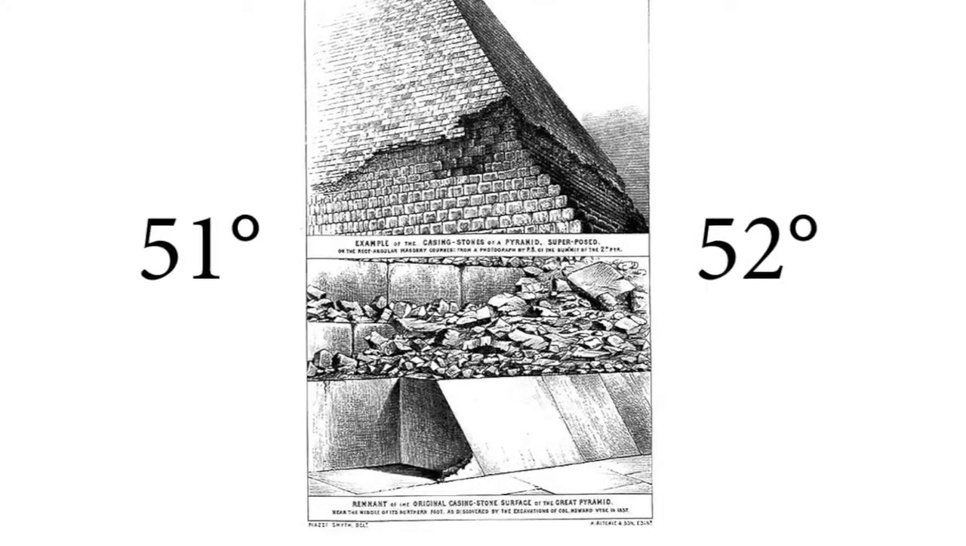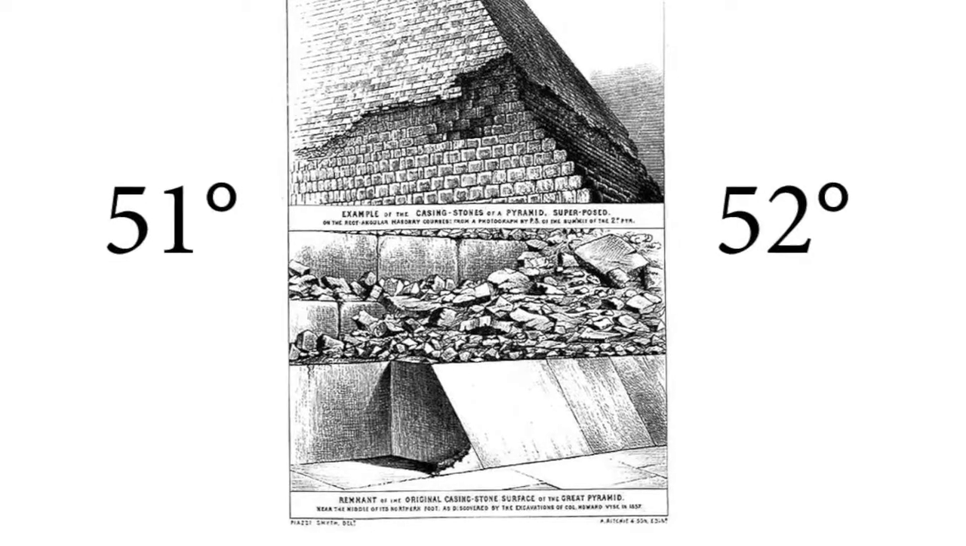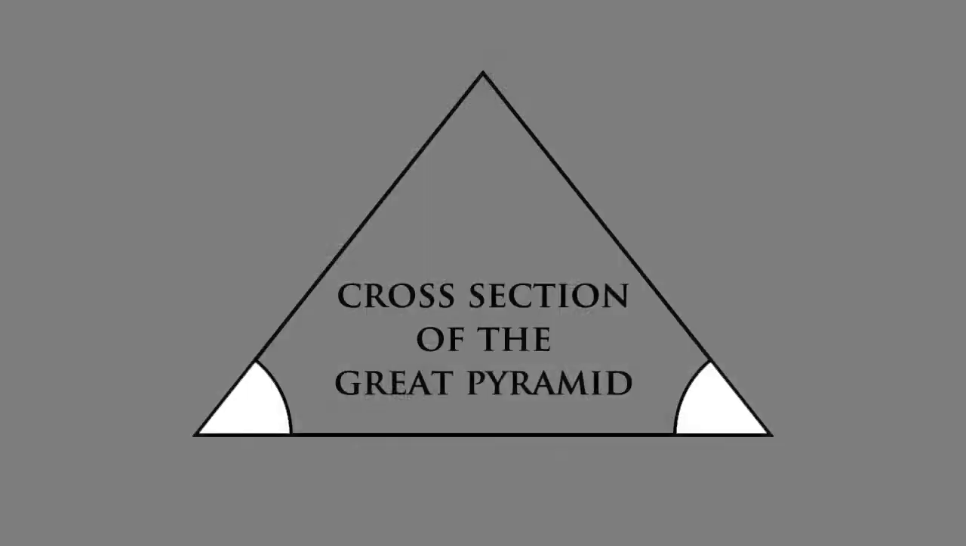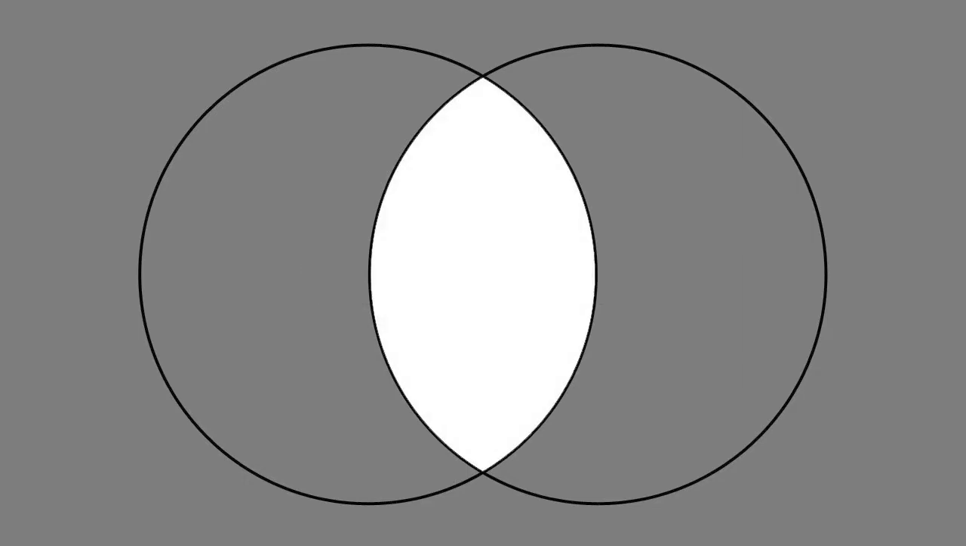Based on the remaining casing stones, the slope of the Great Pyramid was originally between 51 and 52 degrees. This angle is very important in sacred geometry. The Vesica Pisces is the geometric womb from which all of creation emerges. It is simply the relationship between two equal circles.